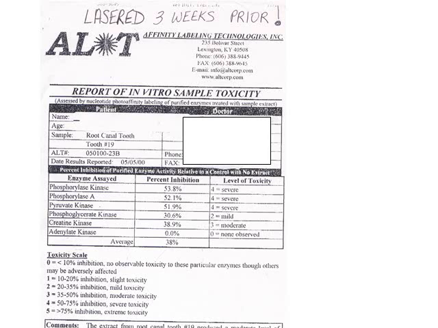So we can see this tooth that was lasered, and the patient was told that the tooth was sterilized 3 weeks before. This tooth was removed, and we see that the bacteria that's actually in this tooth at the 3-week mark is enough to suppress the body's ATP production by 38%. That means this person's going to have some chronic fatigue.